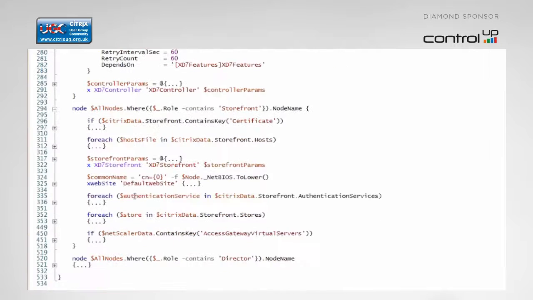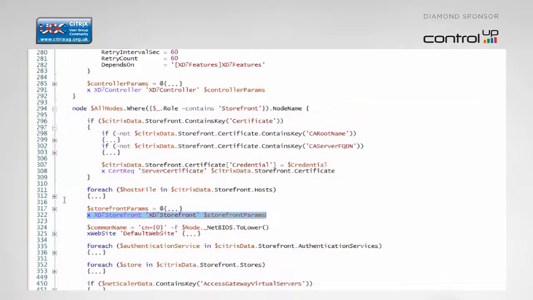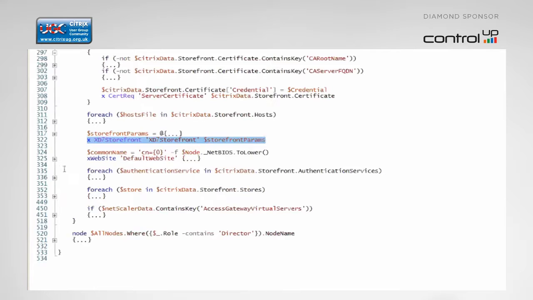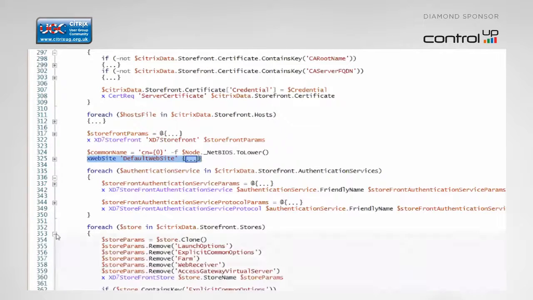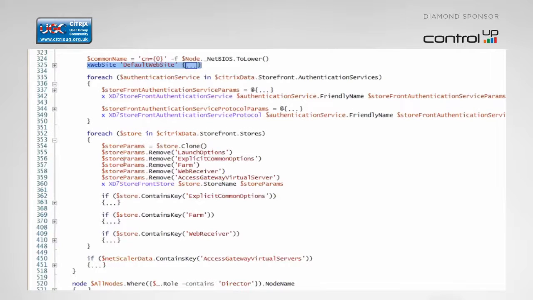For StoreFront, I'm going to install StoreFront. Up here, I'm going to do my certificate request. I'm going to configure any host files that are in my configuration data. I'm then going to install the base StoreFront, and then I'm going to bind HTTPS to IIS. And then for each authentication service, I'm going to register them. For each store, I'm then going to go through and create my stores within StoreFront.